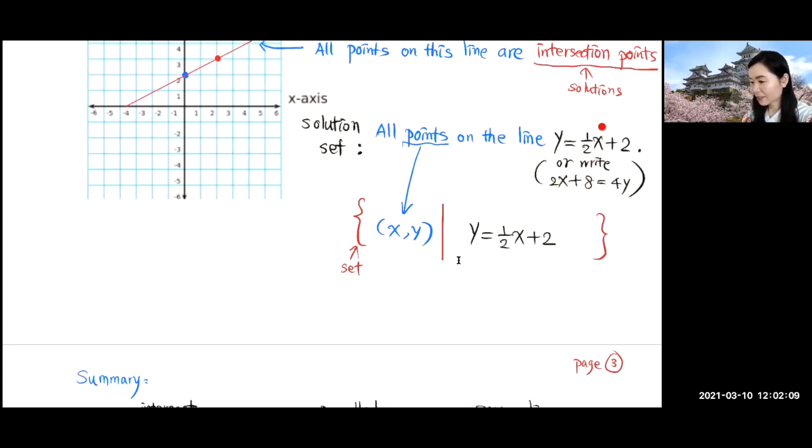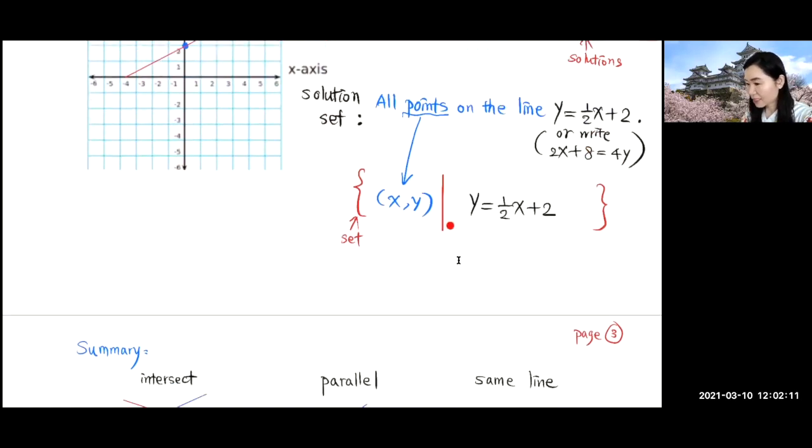They're equivalent. So how do we read this? This reads as, the solution set will be all points, x comma y. And then the bar here, you read that as such that. So that reads as such that y equals 1/2 x plus 2. Okay. So let me write that down for you.